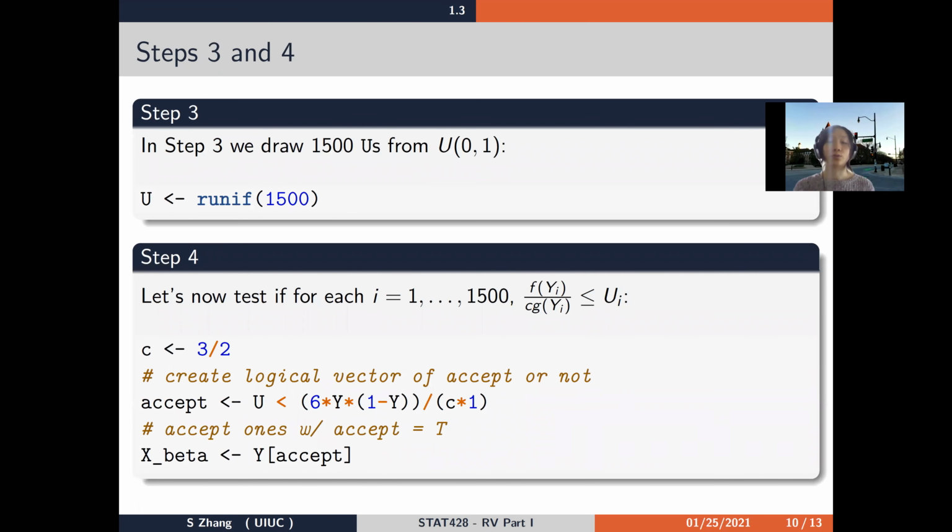Okay, so we have drawn our proposal random variables and the u's. Let's implement step 4, the acceptance or the rejection. Let's now test if for each i between 1 and 1,500, this inequality is satisfied. There's another typo over here, but for continuous variables, it shouldn't matter too much. This should be less than, to be consistent with the lecture slides earlier.